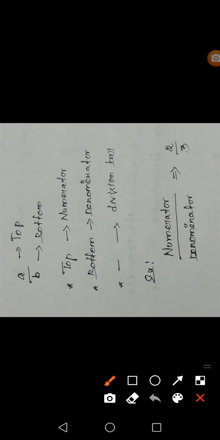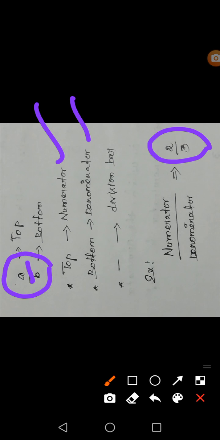Do you see a by b? A is the numerator, b is the denominator. The line between the numerator and denominator we can read as the division bar or fraction bar. For example, numerator divided by denominator, that is, for example, 2 by 3. This is a fraction structure, and 2 by 3 is one of the fraction numbers.